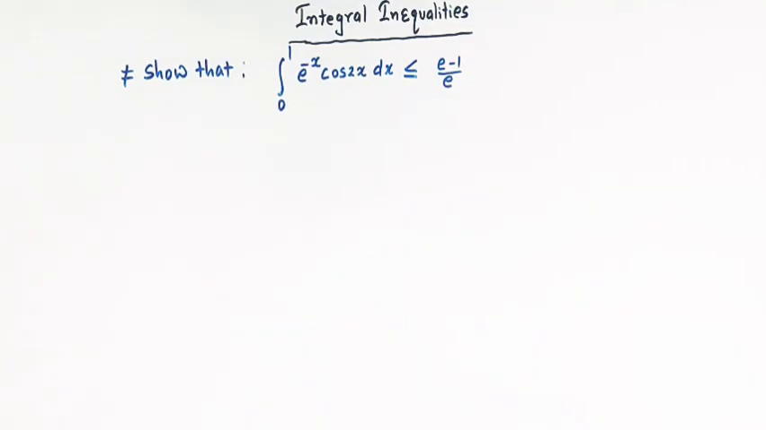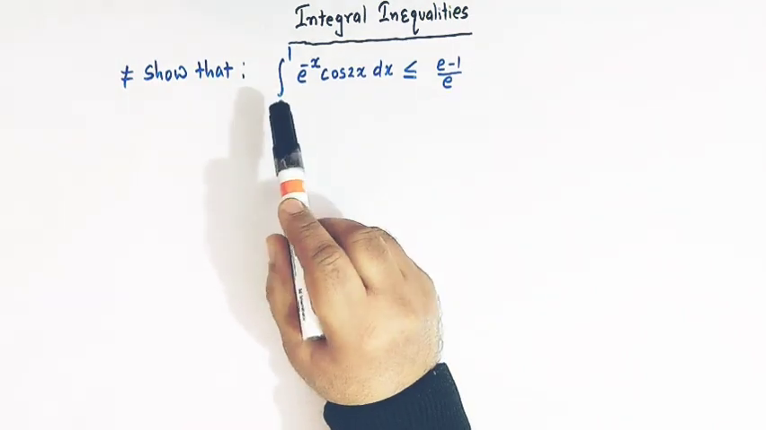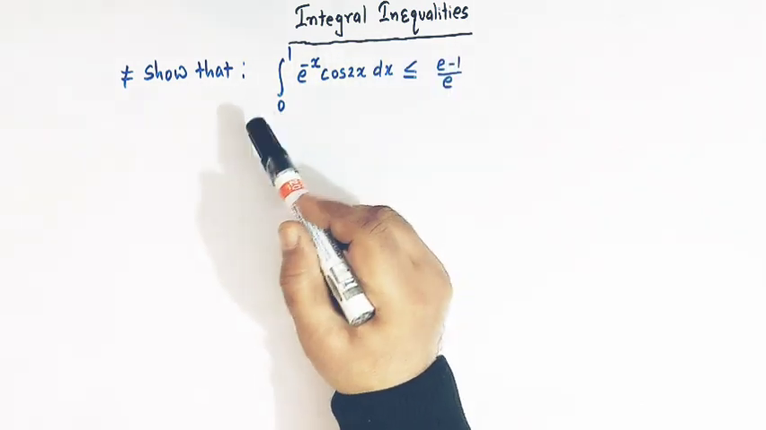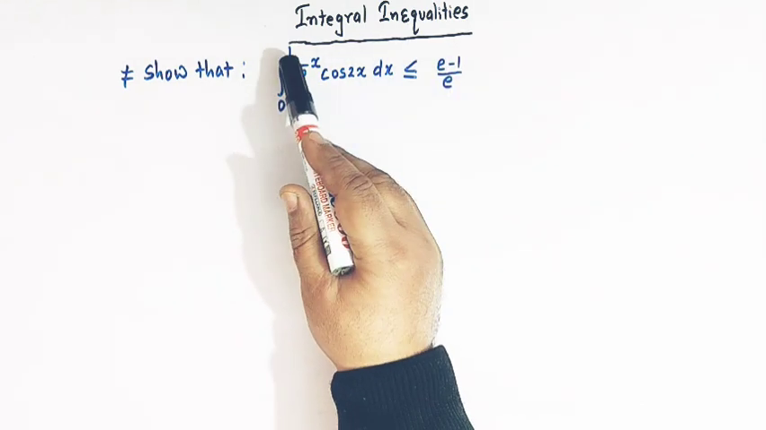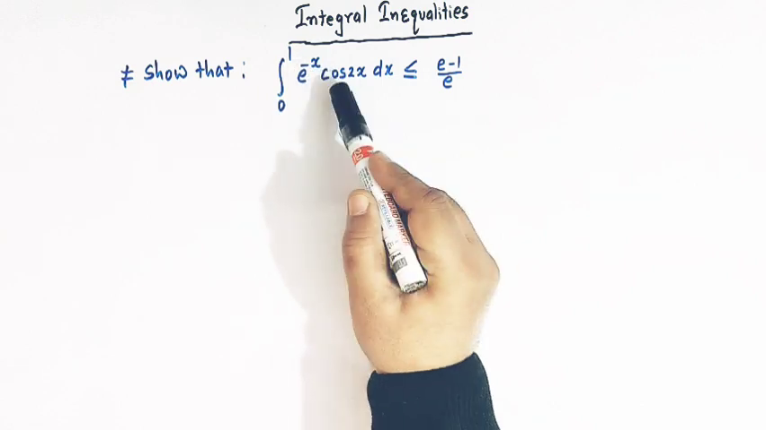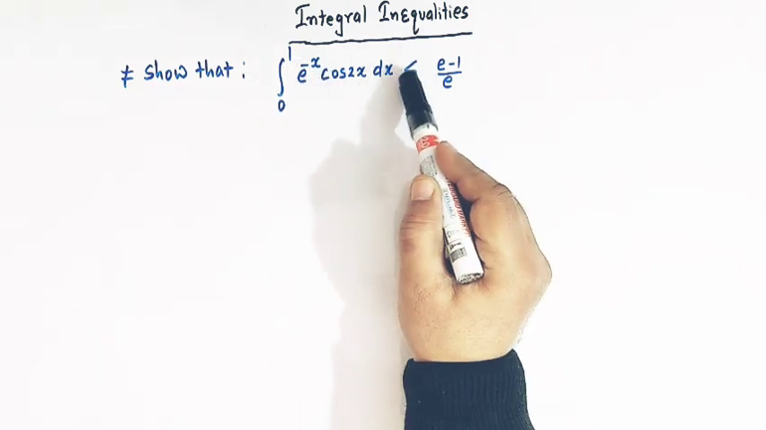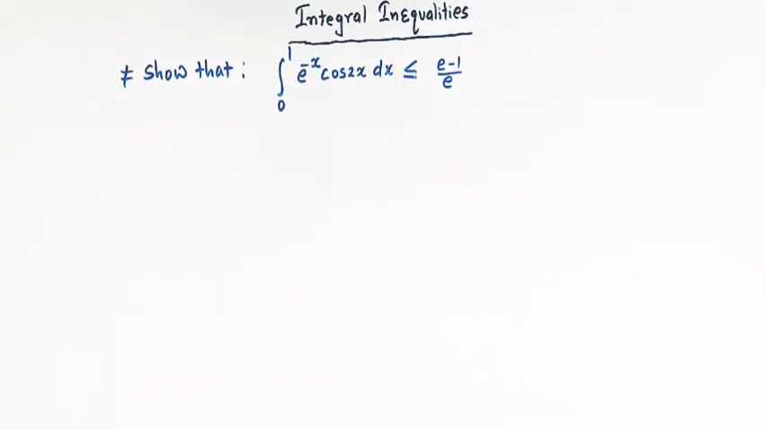Hello viewers, in today's class we are going to discuss yet another important and very conceptual problem from integral inequalities, right? So in this class we'll solve this problem in which we have to show that the integral 0 to 1 e raised to minus x cos 2x dx is less than or equal to e minus 1 over e, where e is the exponential number. So let us start.